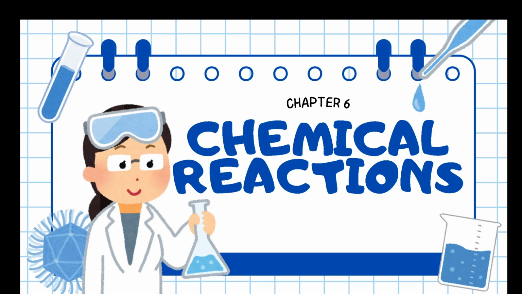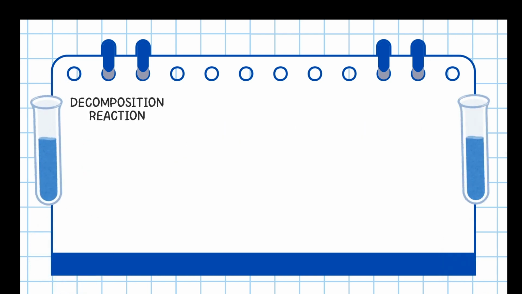In our previous lesson we learnt about the combination reactions. Today we will study the exact opposite, that is a decomposition reaction. It is a chemical reaction in which one compound breaks down into two or more simpler substances.